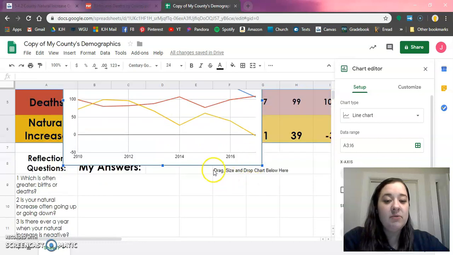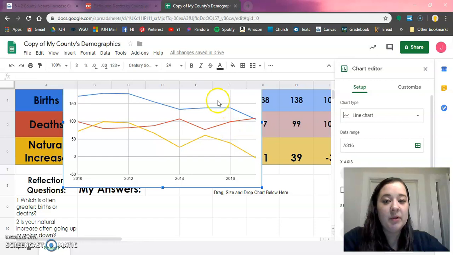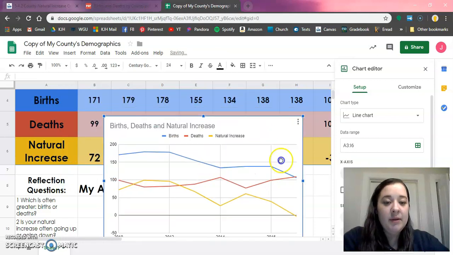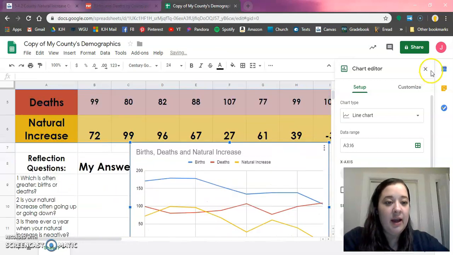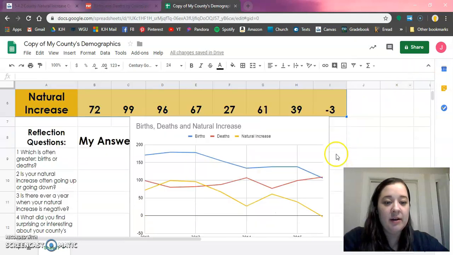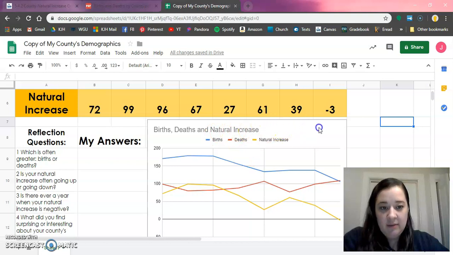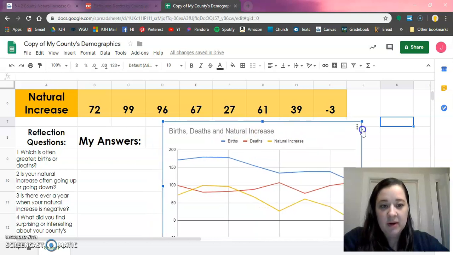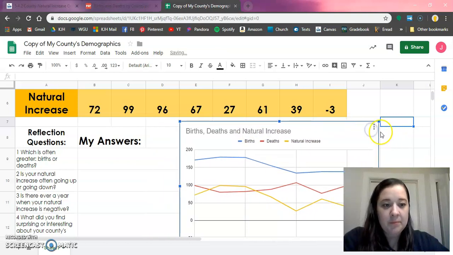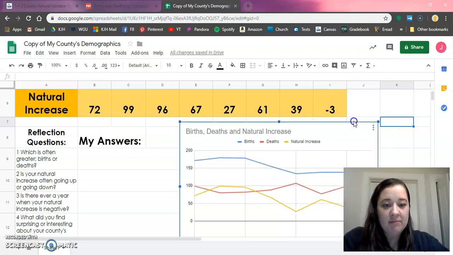So what it does is right here, can you read these words? It says drag, size, and drop chart below here. So I'm going to drag my chart. I can close my chart editor so that it fits. So this way I can see my data, my chart. I'm actually going to squeeze it over a little bit more. Maybe shrink it. I don't know.